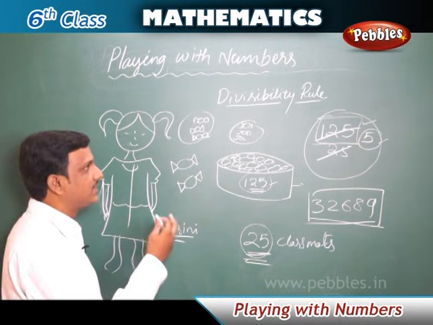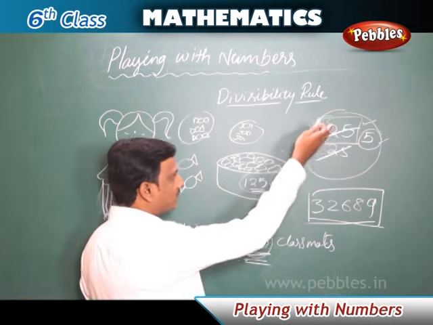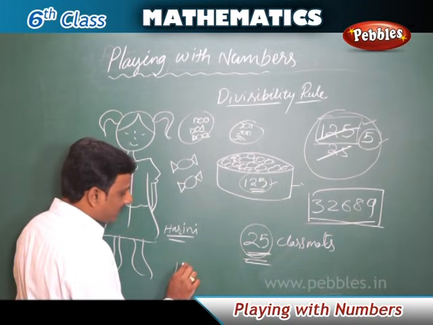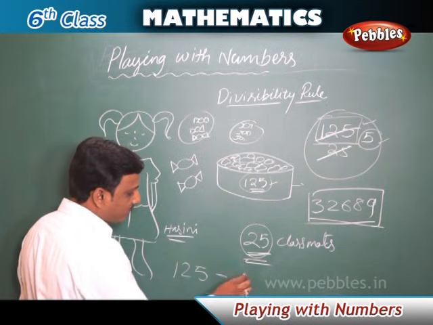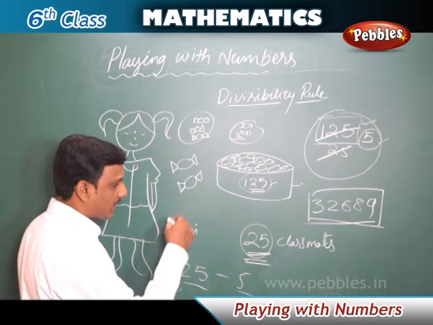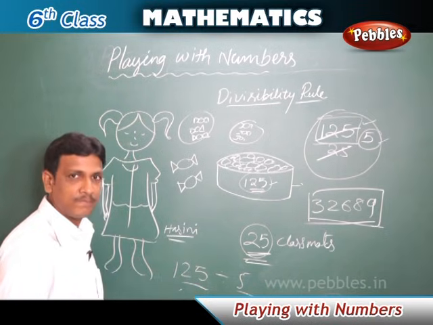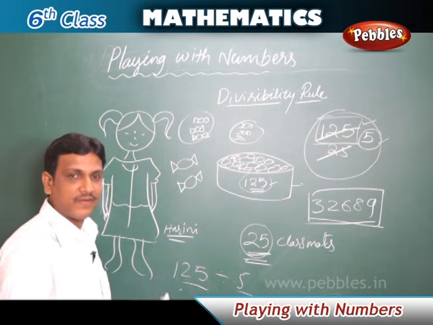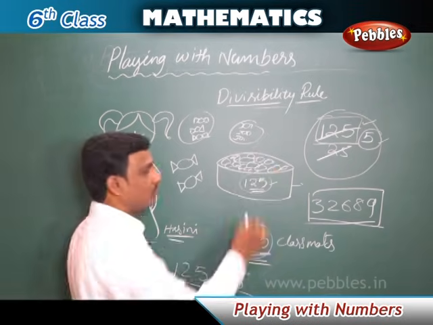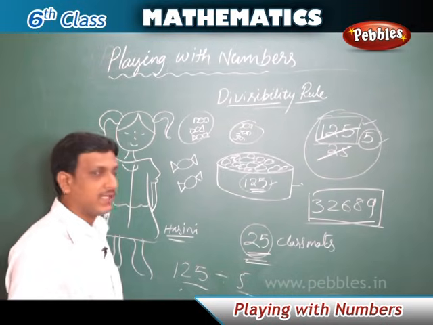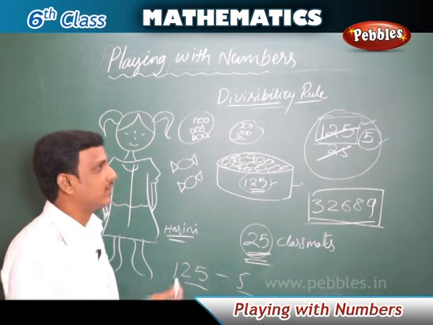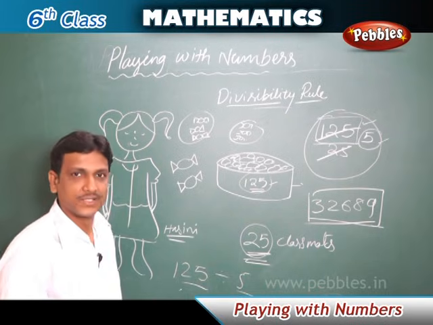By following the divisibility rules, without carrying out the division process, we can easily find out whether a given number is divisible by the other number or not. Without doing the division, by using a divisibility rule, we will be able to find out whether it will be completely divisible or not. So that is the use of divisibility rule. So what is the benefit? Instead of doing the whole division process, we can easily find out whether the division will be complete or not.